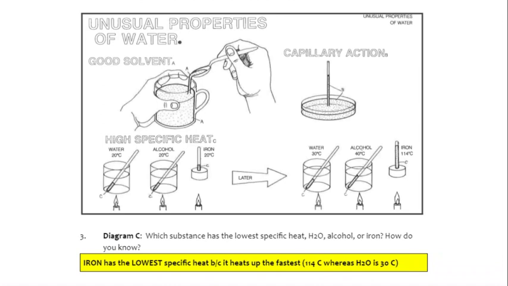Question number 3, which substance has the lowest specific heat? Water, alcohol, or iron? How do you know? Okay, so remember, water doesn't heat up very quickly, so it has a high specific heat. Iron has the lowest. How do I know this? Well, they all started out at 20 degrees, and sometime later, water has gone up to 30, alcohol to 40, and look at iron, it's up to 114 degrees Celsius. So it heats up the fastest, so it has the lowest specific heat. Water would have the highest. It doesn't heat up, it takes a lot of energy to move it, even just a little bit.